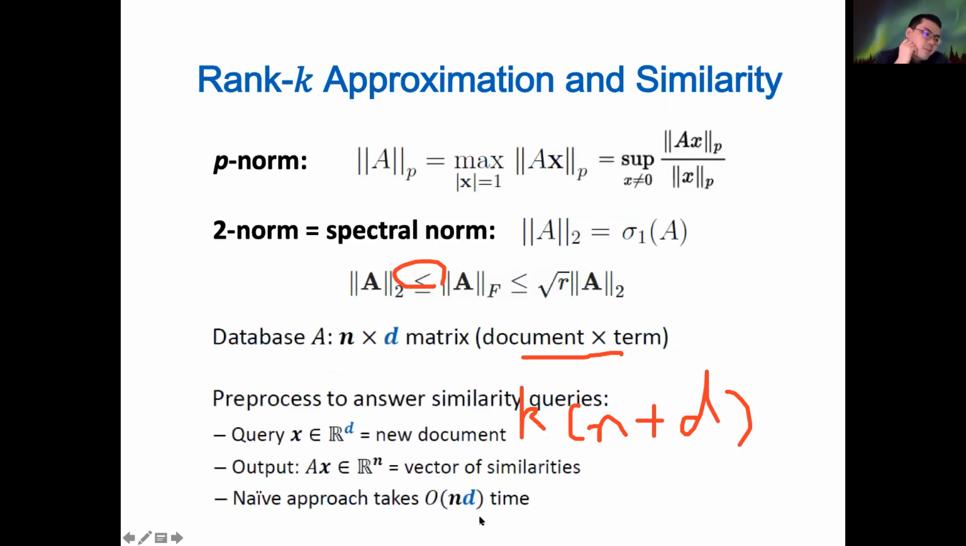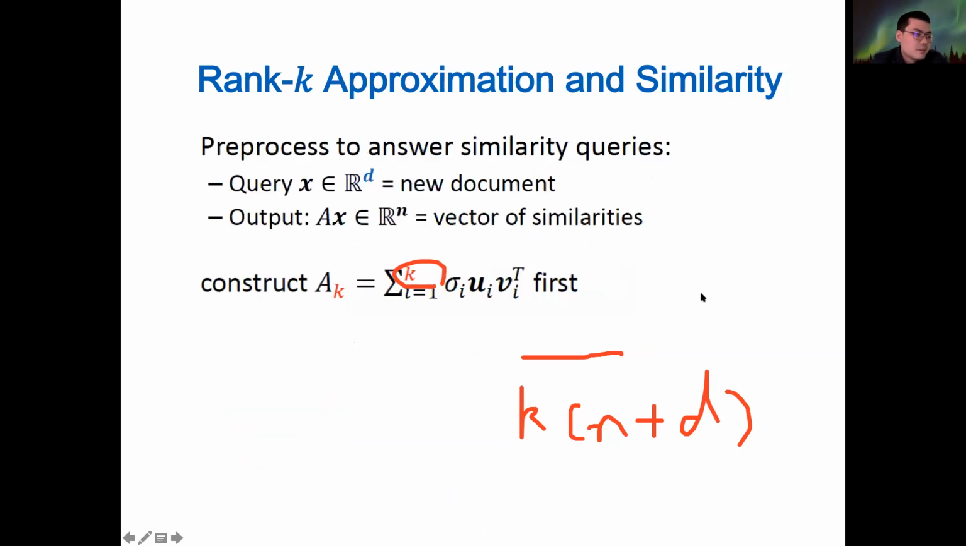You think about d as the number of possible words. It could be 10,000. N is even more. Maybe you have 1 million documents. Then multiplying them together is going to be crazy. N plus d is going to be much smaller, okay? So this actually saves a lot of computation if you just compute this.